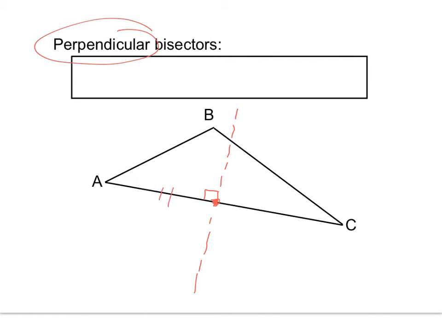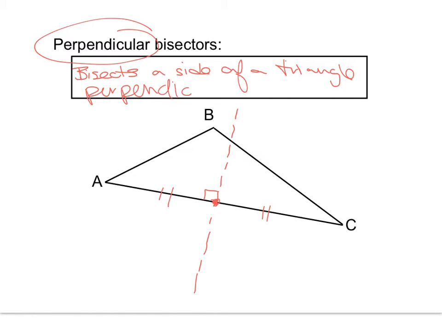I should show that it's making these two parts congruent. So I'm going to say it bisects a side of a triangle perpendicularly. Okay, again, there shouldn't be new vocabulary for you guys, but maybe it's been a while, I guess.